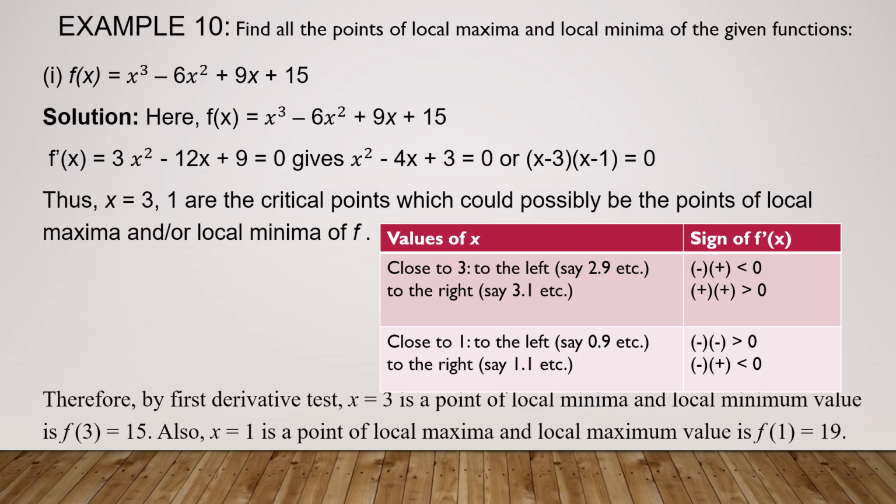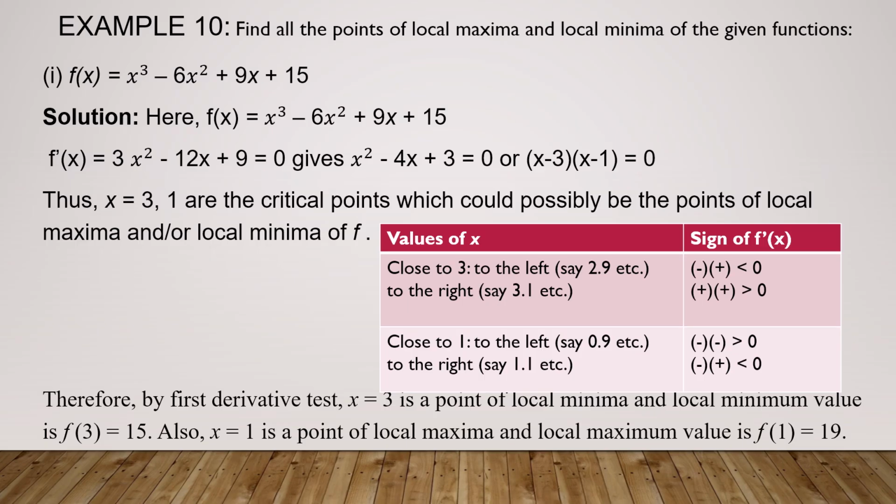So first of all, let us consider 3. We are going to use the first derivative test, so pay attention to how to use it. First point is x is equal to 3. Now you take the values which are near to 3 from the left side and from the right side. That means from the left side, a value little bit less than 3, say for example 2.9, and you put it in f dash of x. So what will you get?